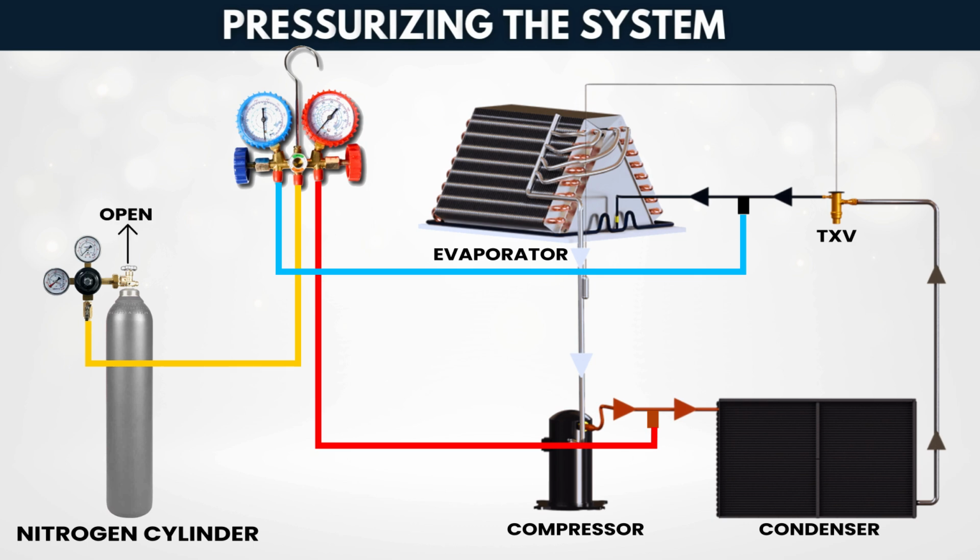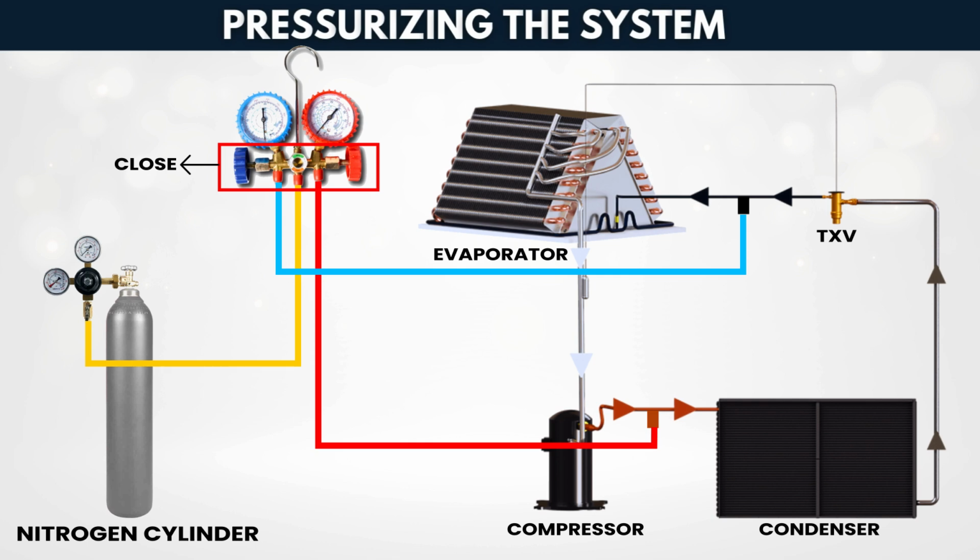Next, open the cylinder valve slowly and turn the regulator handle clockwise to set your starting pressure. Start at around 100 pounds per square inch. Wait a minute or two to stabilize, then increase gradually in steps until you reach your target pressure. Increasing pressure in small increments avoids shocking the system's components. Once the pressure reaches the desired level, close both manifold valves so the system holds nitrogen on its own.